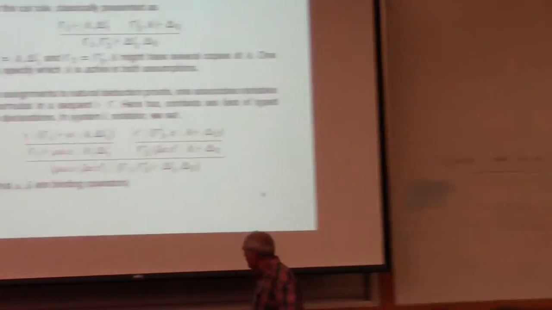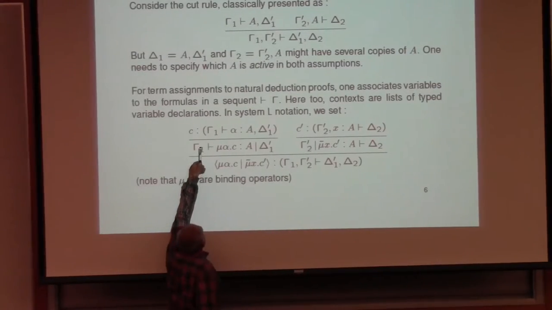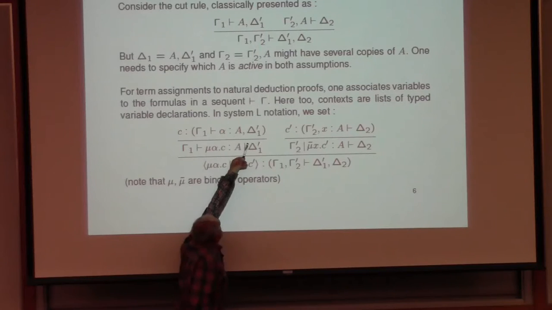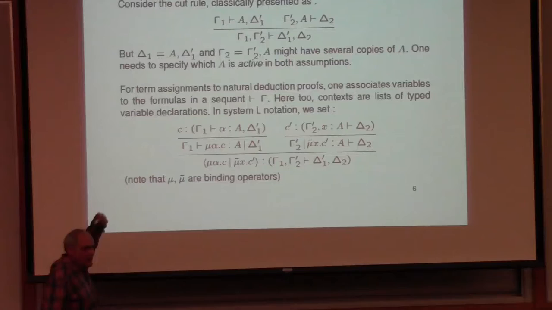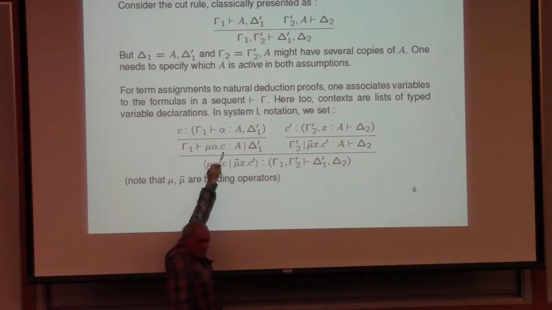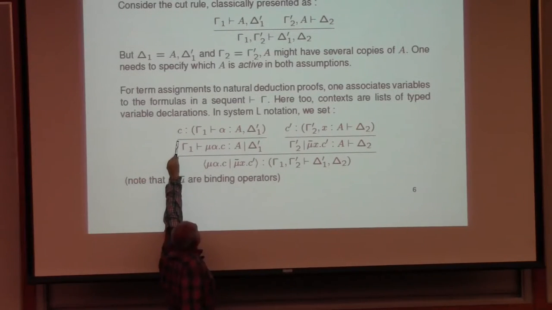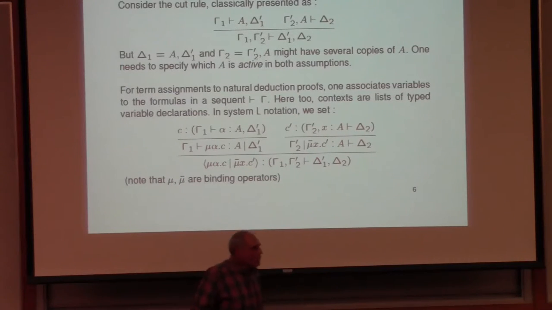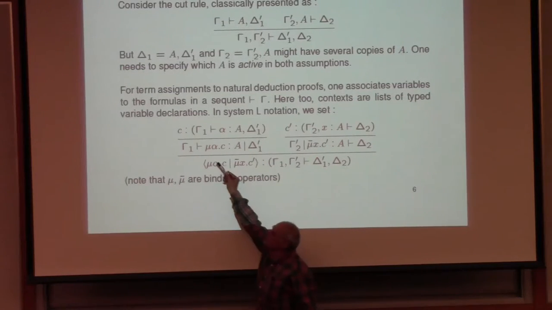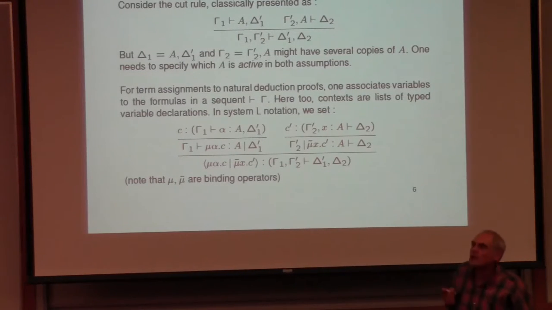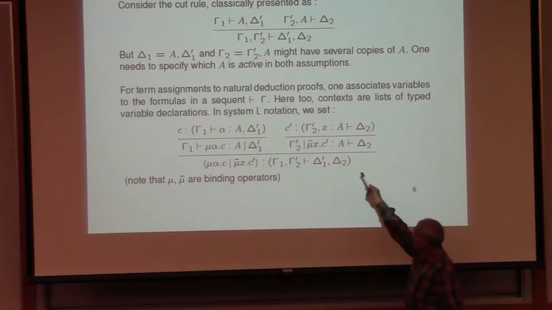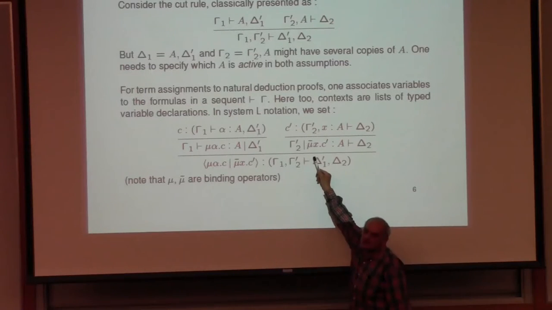So now, suppose that I have a proof of this sequence, and I want to say that now A is active, then I will apply a binding construct to this proof called C, and I will call this binding construct mu. And this mu is exactly a variation of Parigot's mu in the lambda mu calculus, again for those of you who are familiar with that. And on the left, I'll do the same, except that I use a mu tilde.